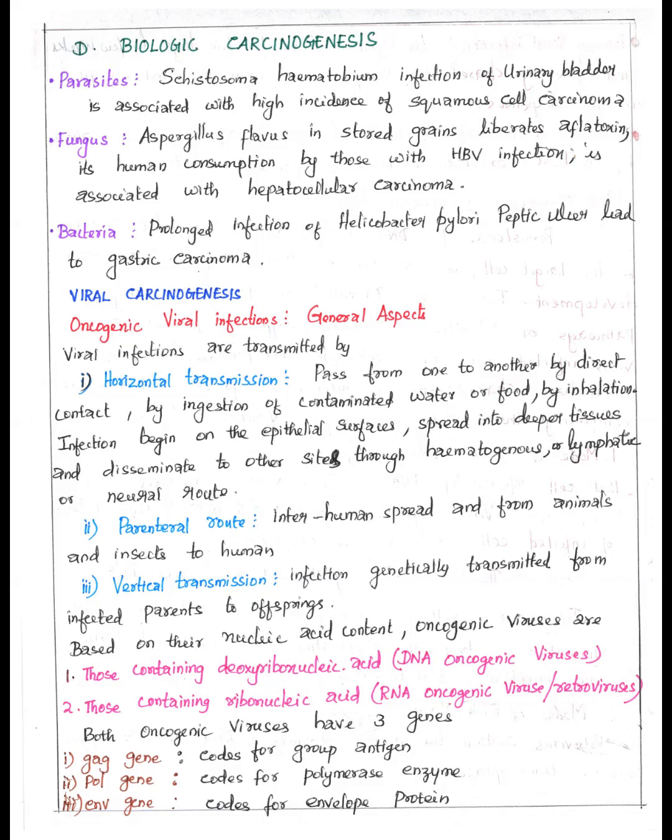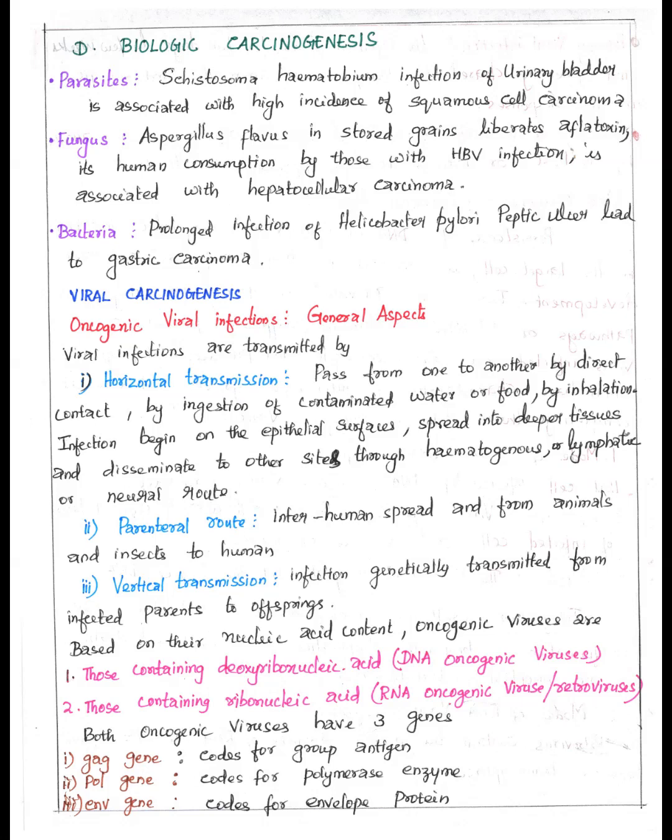The second way of transmission is the parenteral route. It spreads when the infected virus enters from animals or insects to humans, or from human to human, through bites or needle pricks and enters the blood. The third way is vertical transmission. This infection is genetically transmitted, that is, from infected parents to children.